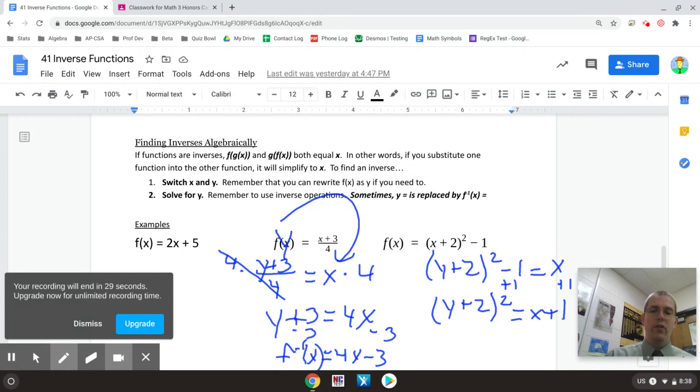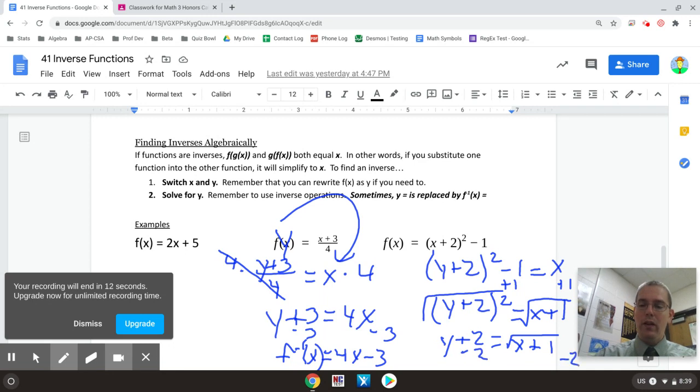So remember, the inverse operation for a square is a square root. So I'll take the square root of both sides. The square and the square root cancel, so that'll be y plus 2 is square root of x plus 1. Then for your last step, you need to minus 2. Remember, do not put that minus 2 inside the square root, so your answer will just be f negative 1 of x equals square root of x plus 1, and just leave the minus 2 outside the square root on the end.